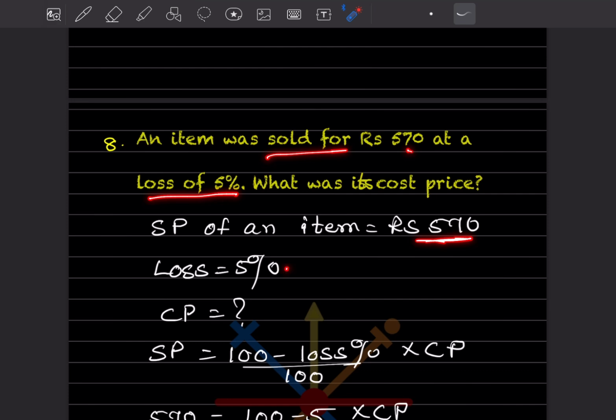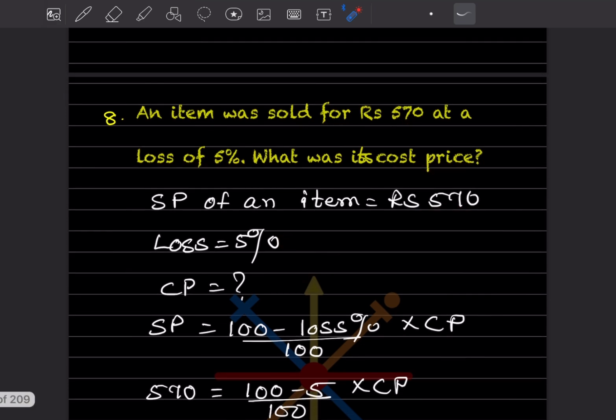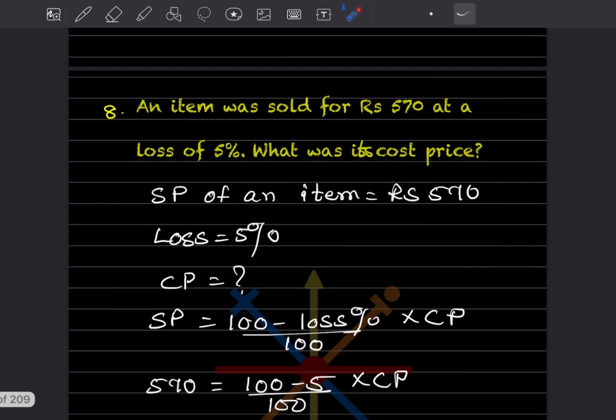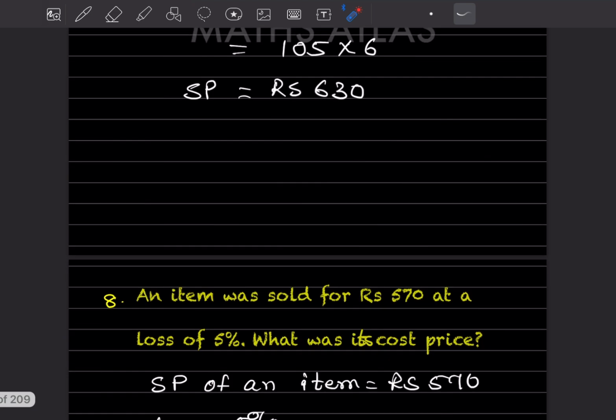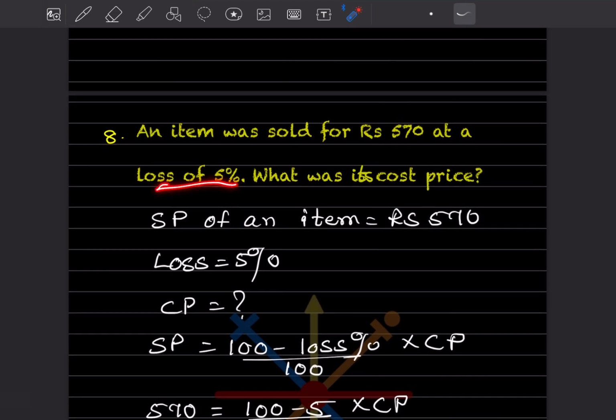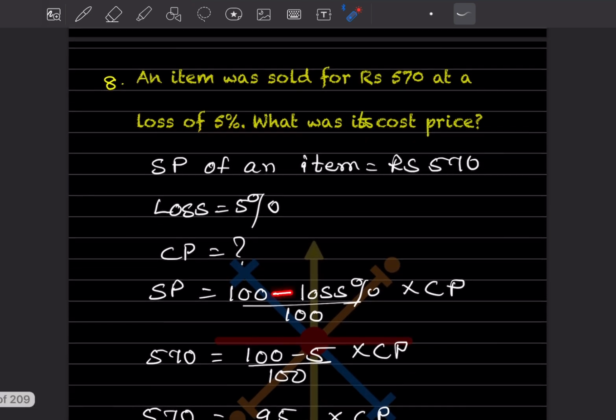Loss is given as 5% and we don't know the cost price. So now again we will use the same formula, but in place of the profit percentage, which was added, whenever there is a loss, you're going to subtract, and here you're going to write the loss percentage. The rest everything is the same: selling price equals 100 minus loss percentage divided by 100 into cost price. Only this part should be changed.